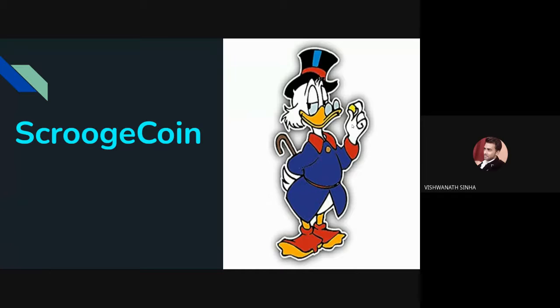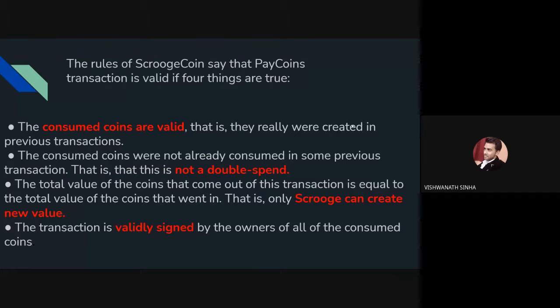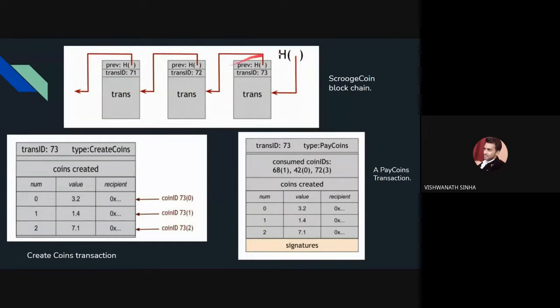So let's now see how Scrooge coin addresses this. In Scrooge coin, Scrooge takes care of the valid coins. It prevents a double spend. Okay, and similar to Goofy coin, Scrooge has the authority to create new coins, and each transaction is validly signed. So here you can see Scrooge maintains a particular blockchain which has the hash of the previous transactions, and each block has a particular transaction ID, and the transaction data is mentioned there. So this is the append only ledger which can only be appended by Scrooge. So he has the power and authority to maintain it.